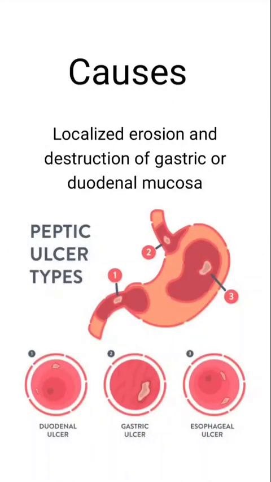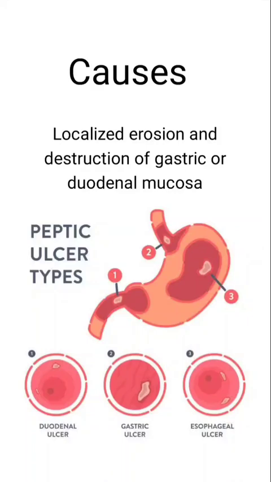Now what is a peptic ulcer? A peptic ulcer is an ulcer. Now the ulcer, what is an ulcer? An ulcer is an erosion of the mucosa of the alimentary tract or GI tract which extends through the muscularis mucosa into the submucosa or a deeper layer. Now, it is known as localized erosion and destruction of either the gastric or duodenal mucosa. This is known as a peptic ulcer.